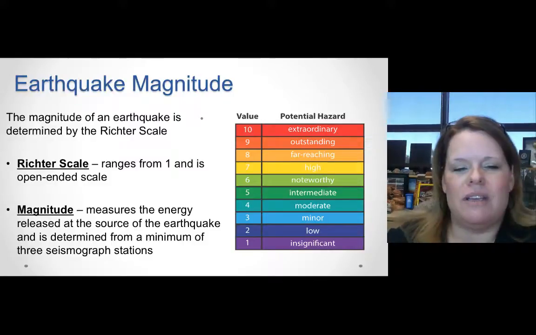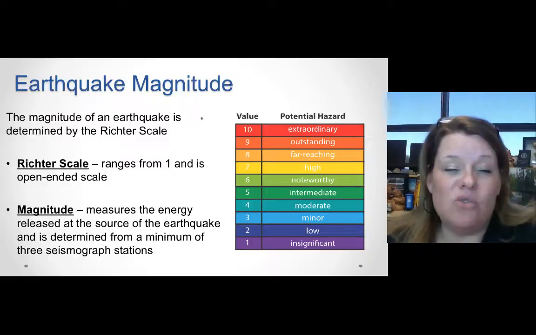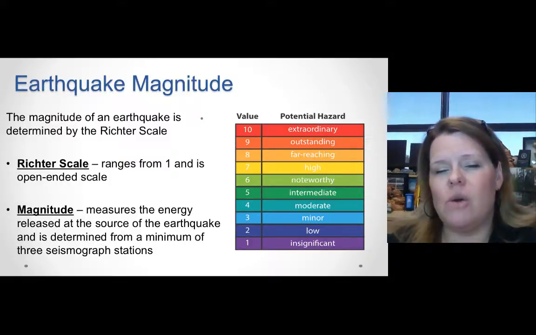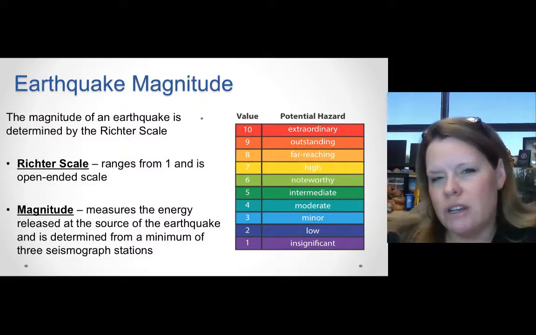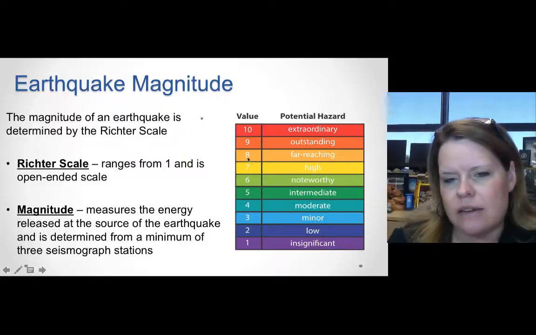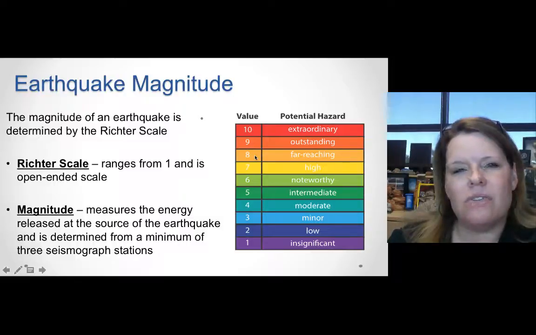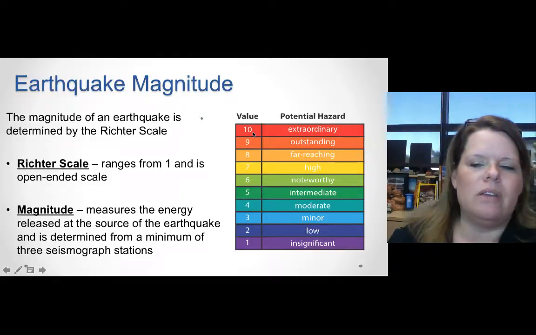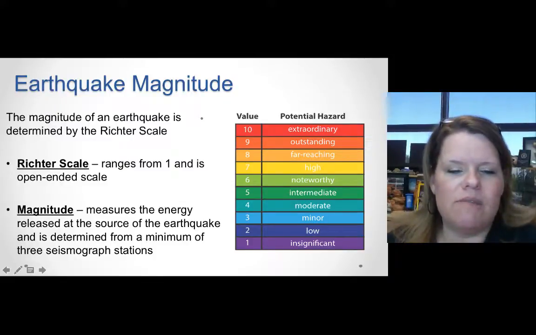The magnitude of an earthquake is determined by the Richter scale, and the Richter scale ranges from 1 and is open-ended. It's also a logarithmic scale, so that means that each time you go up a point, it's 10 times more, it's 10 times worse. That's actually not true when you start reaching right around 8, upper level of 7, 8, 9s, and 10s, because it's about 30 times worse each time you go up here. Keep in mind that these are hazard names, but each of these has a name. So it can go well beyond a 10. We've just not measured a 10 on the Richter since it's been invented.